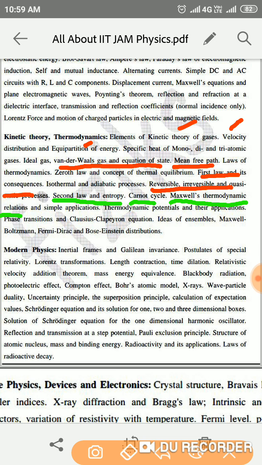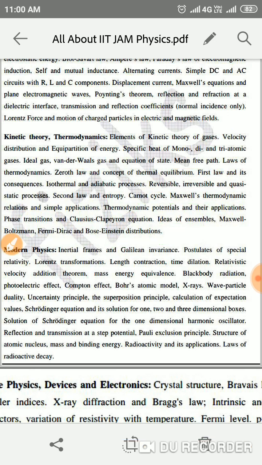And at last, for statistical mechanics, you should have a basic idea of ensembles, and you should know about the distribution functions of Maxwell-Boltzmann, Fermi-Dirac, and Bose-Einstein distributions, and how the particles are distributed, how to find the entropy for different distributions, and all that. That is sufficient for the stat mech part. So that is all for the kinetic theory and thermodynamics syllabus.